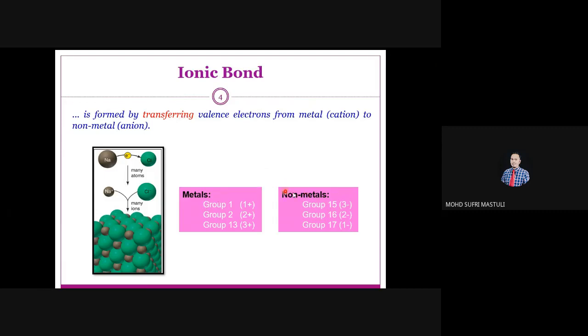Because in ionic bonding the valence electrons are transferred from metal to non-metal, you have to remember this. In the periodic table, the metals come from group number 1, group number 2, and group number 3 or 13. So group 1 is +1, group 2 is +2, group 3 is +3. The nonmetals come from group 15, group 16, and also group 17. So this is the charge of the ion: -3, -2, and -1.